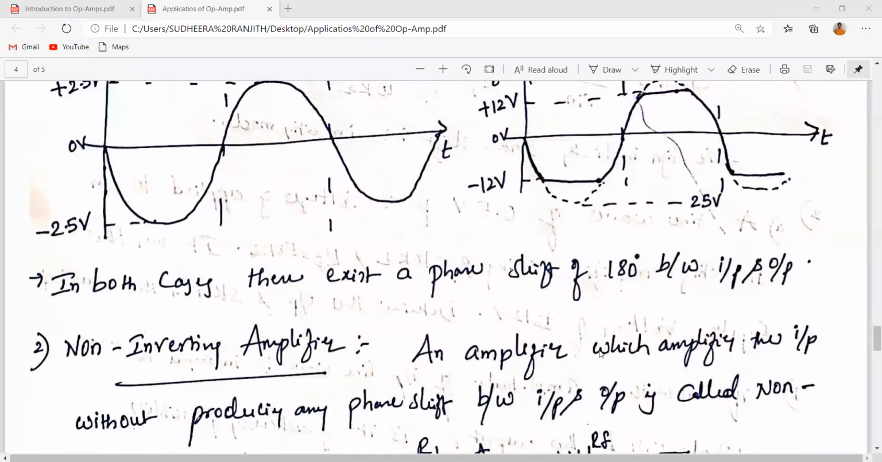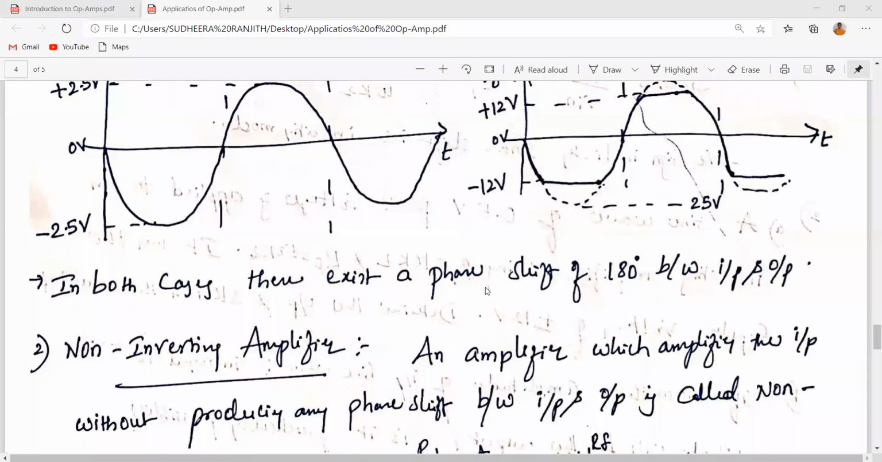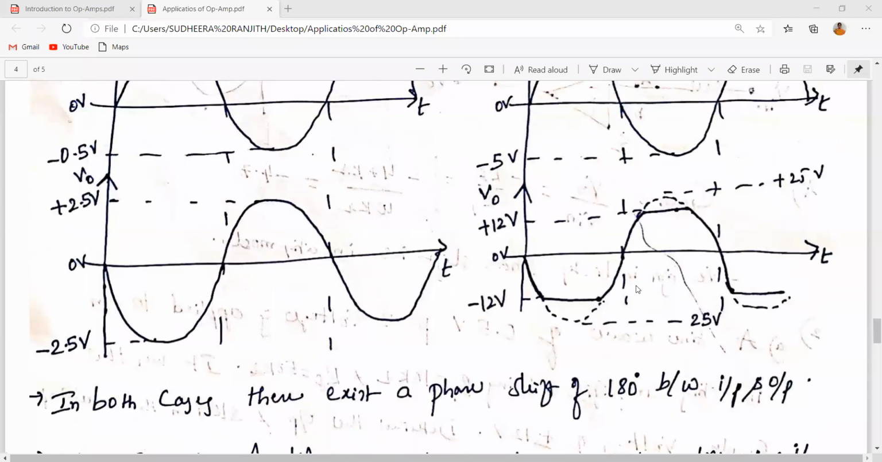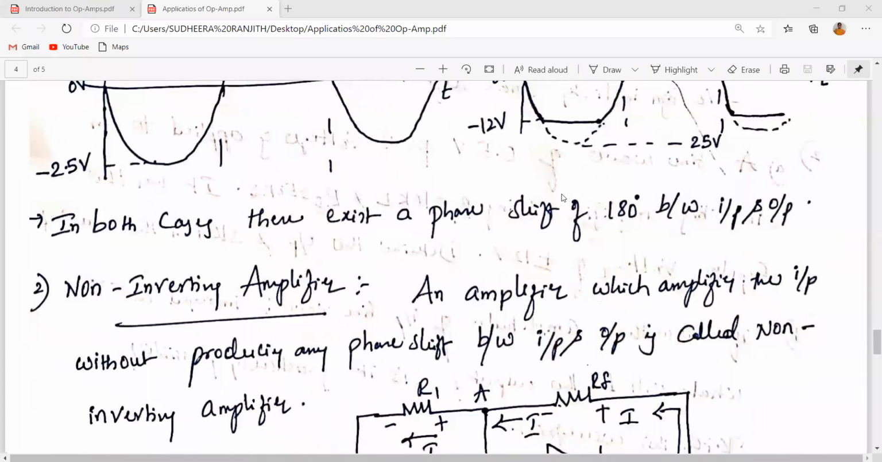So in both cases, what is the phase shift? 180 degrees. Why is it called that? It is an inverting amplifier, which produces a 180 degrees phase shift between your output and input.